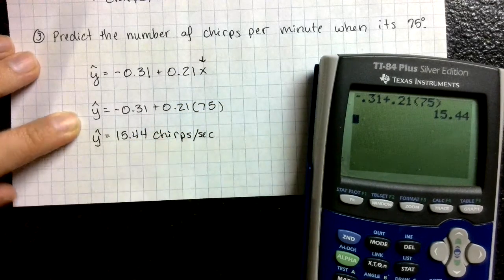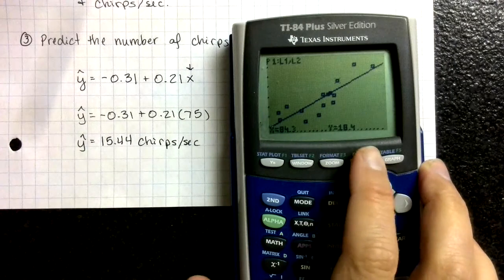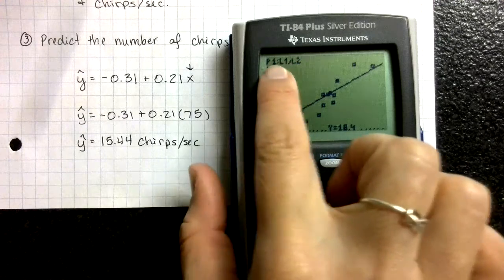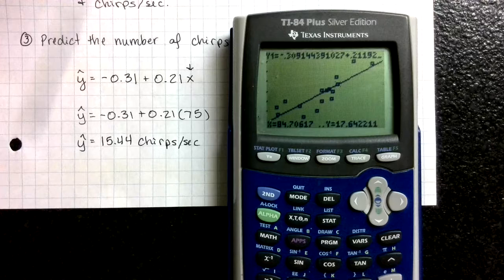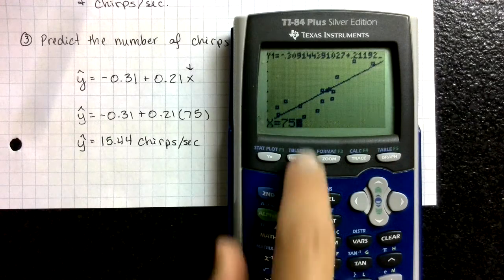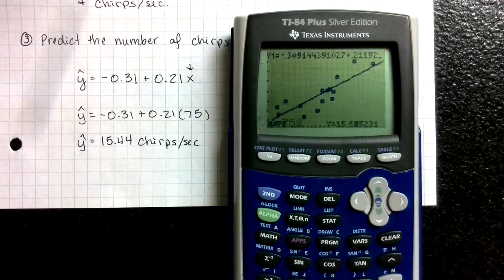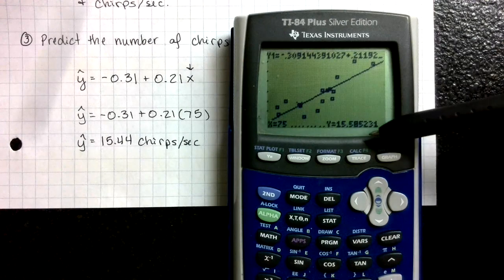chirps per second. Now, going back to my graph, another way that I could do this, I'm going to make sure that I hit trace, and I want to be tracing the equation, not the plot. Now, we've done this before. We did this in finite, is if I have my line being traced, I can type in anything that I want for x. And then I can hit enter and it's going to give me the corresponding y value. So it's going to show up on this line and say when it is 75 degrees, here's the line. Here is the predicted number of chirps per second.